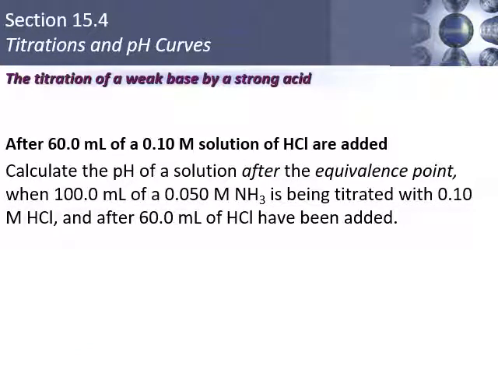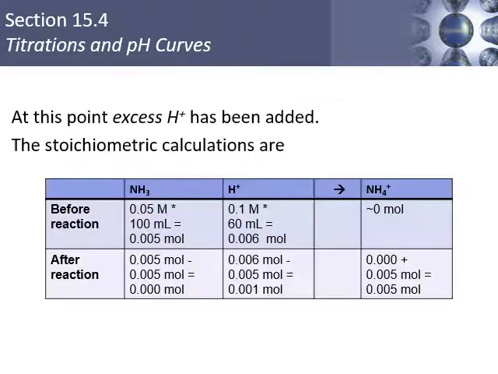So here we've added 0.06 liters of 0.1, so that's going to be 0.006 moles of acid we've added, and we added it to I guess it was 0.005 moles of the base. So we have 0.001 moles, I believe, and let me flip to the next slide. Yes, 0.001 moles left over of the H plus after it's all reacted with the NH3, which is now gone.